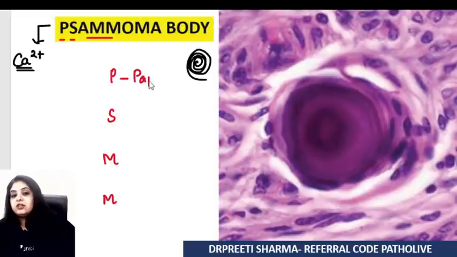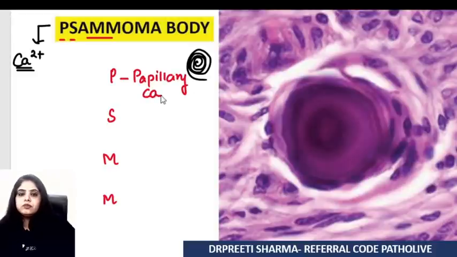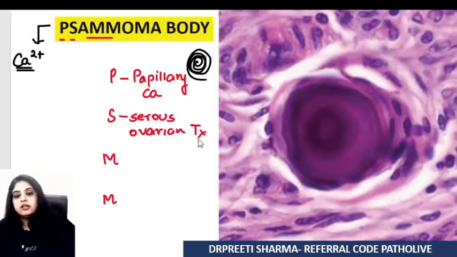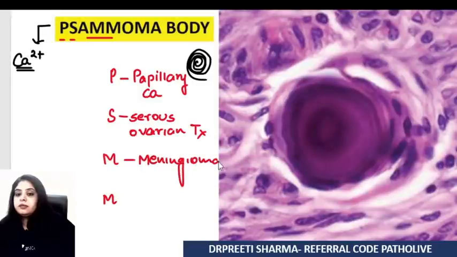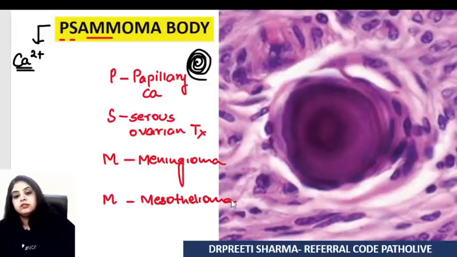So first, it is seen in all the papillary tumors and papillary cancers of the body, be it thyroid or endometrium or ovary. Every papillary cancer will have this. Second, which ovarian tumors are going to show you the same? Serous ovarian tumors shall show me the same. Then one brain tumor is known for having psammoma bodies, and that is meningioma. And one lung tumor is known for having psammoma bodies, and that is mesothelioma. So papillary, serous, meningioma, mesothelioma. All of these show me the presence of these round and round bodies, that is psammoma bodies, and it is nothing but calcium.